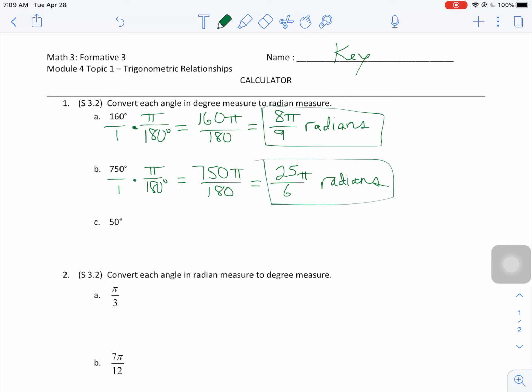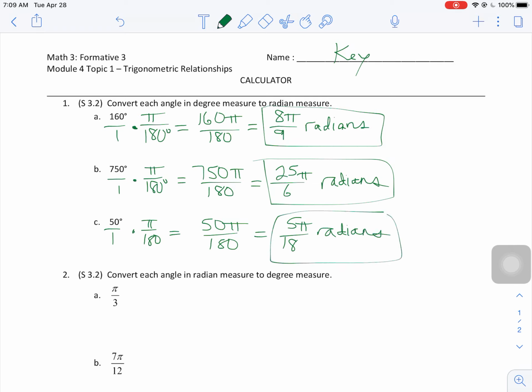And then on that last one, same thing. I'm going from degrees into radians, so I want to multiply by pi over 180. Multiply across the top. Multiply across the bottom. 50 divided by 180 reduces down to 5 over 18. There's a pi up top, so make sure you put the pi back up top. And then I'm going to put my units of radians in there.